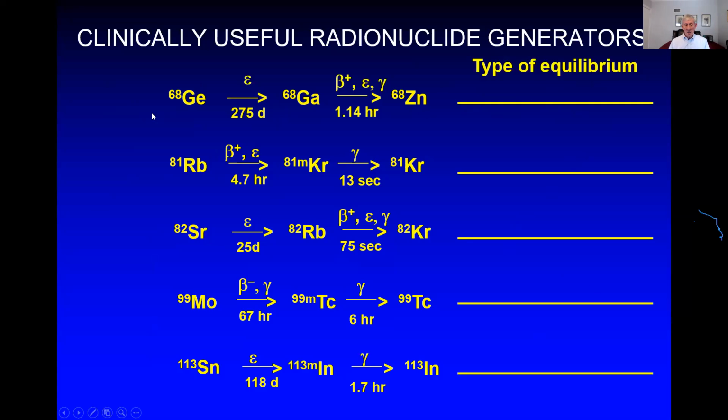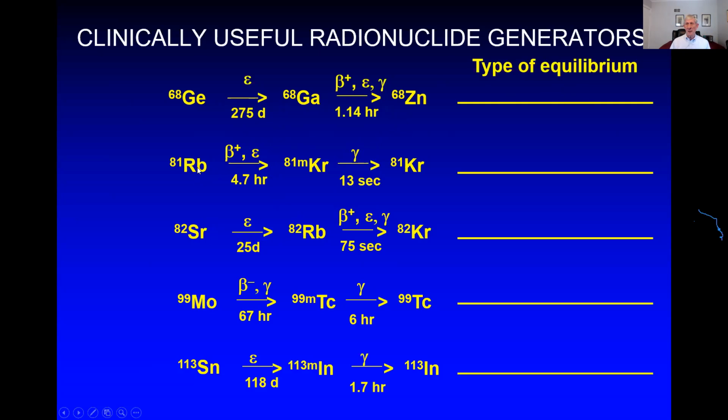Here's the first one. This is a research generator, but gallium-68 compounds are available. We can make this in our lab. This is a positron emitter. And take a look. This is a germanium gallium generator. This is the parent. This is the daughter. Look at the ratio of half-life to parent to daughter. 275 days to only 1 hour. What's the type of equilibrium? Secular. Secular. Secular, 100%. Huge ratio. I don't know what it is, but 100, definitely secular.